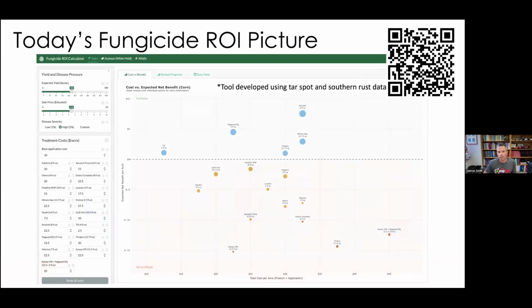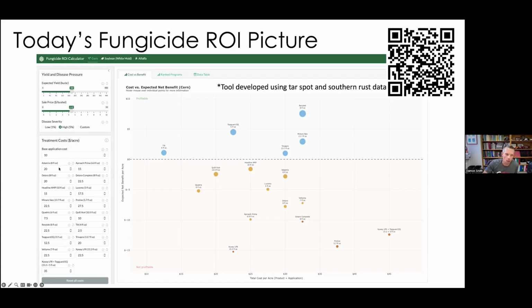So what's today's fungicide return on investment picture look like? We have an updated ROI calculator online. We updated it not only with data, but also updated the user interface this year. This is found on the Crop Protection Network. I did run some scenarios looking at some current prices. So have 180 bushel expected yields here. I'm looking at $4.42 corn, and I'm setting my disease severity as high. So high in this case would be 5% or higher.